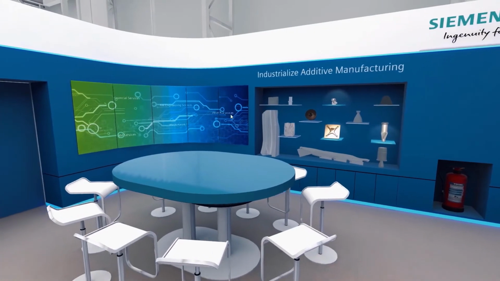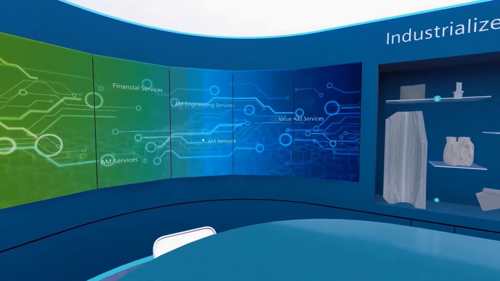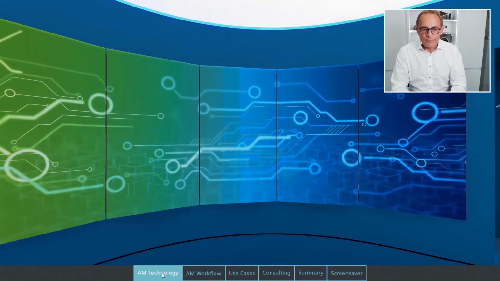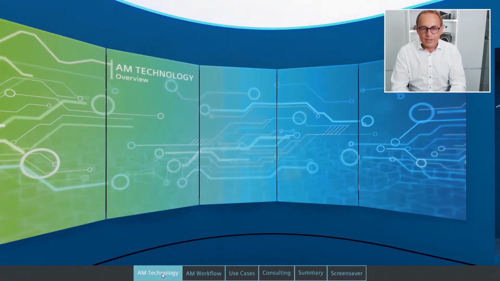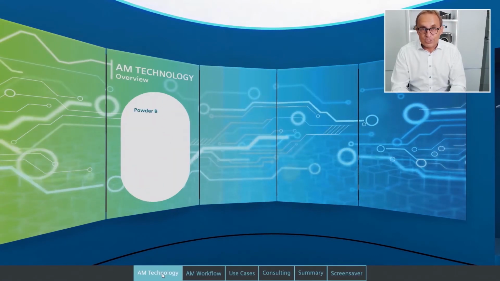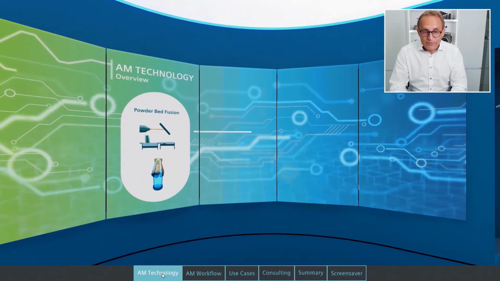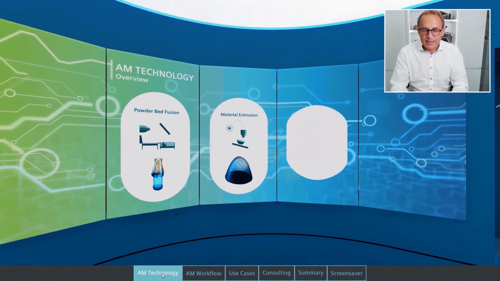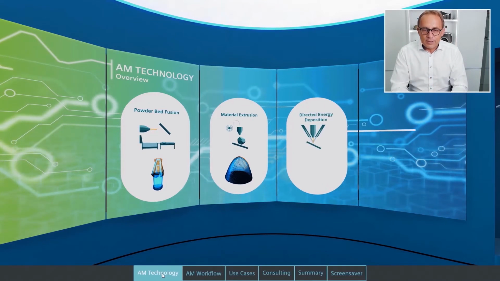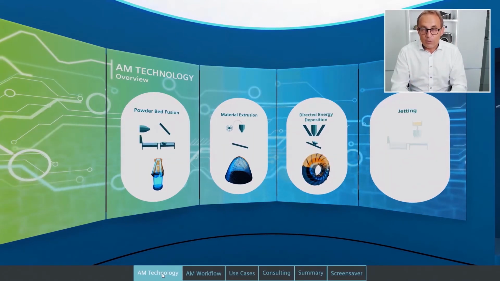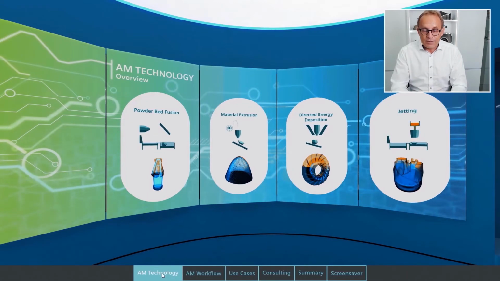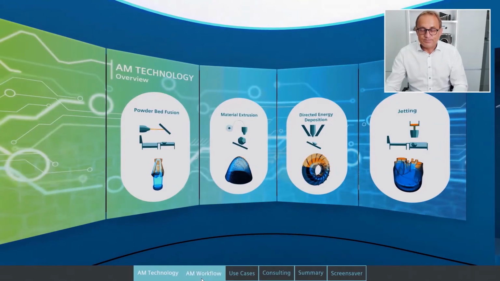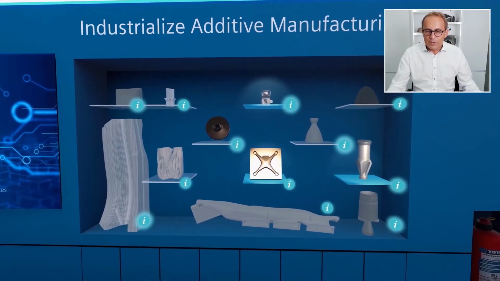We speak about the industrialization of additive manufacturing, and from our point of view, the additive manufacturing technologies which are relevant for the industrialization are four technologies. The first one is the powder bed fusion technology, where we can process polymers, metals, ceramics, and others. The material extrusion technology, where we see later on the robot really working with material extrusion, the directed energy deposition technology, and the jetting technology.